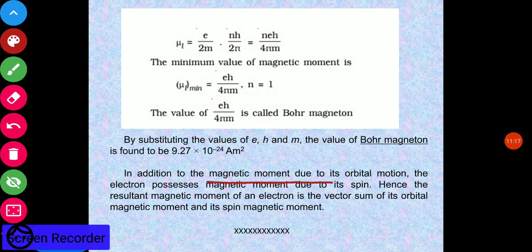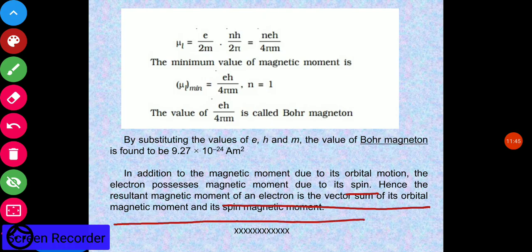In addition to the magnetic moment due to its orbital motion, the electron also possesses magnetic moment due to its spin, because the electron is spinning as well as revolving around the nucleus. So because of the revolution it has a magnetic moment, and because of the spinning it has a magnetic moment. The resultant magnetic moment of the electron is the vector sum of its orbital magnetic moment and the spin magnetic moment. So this is all about the magnetic moment of an electron revolving around the nucleus.